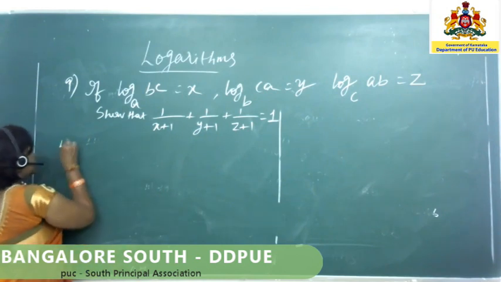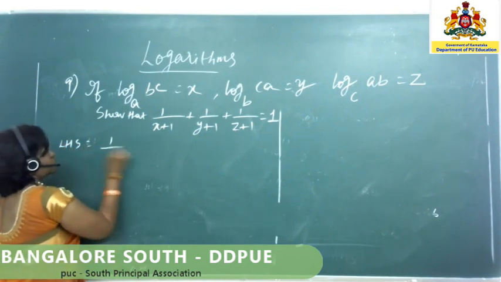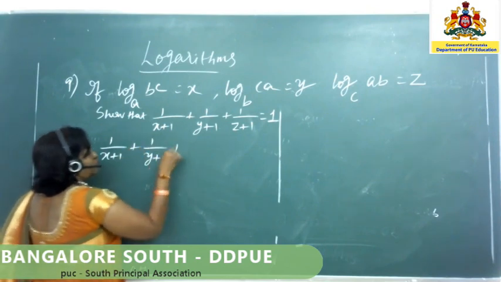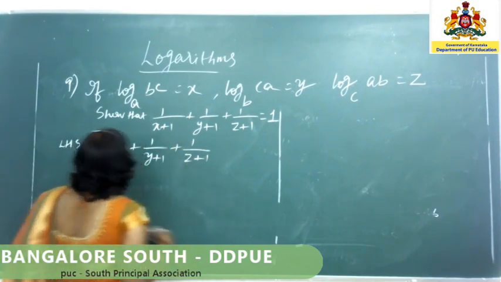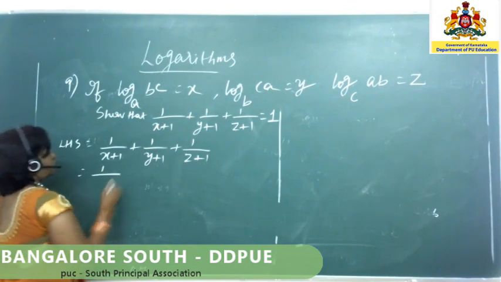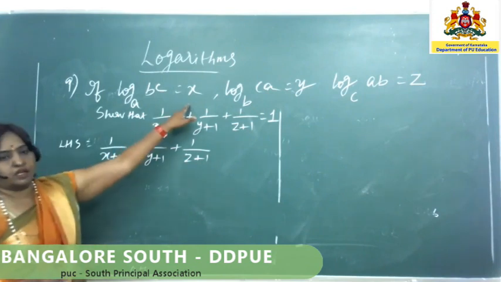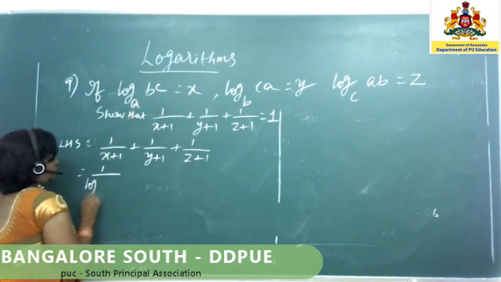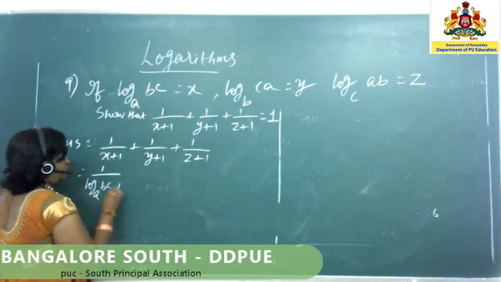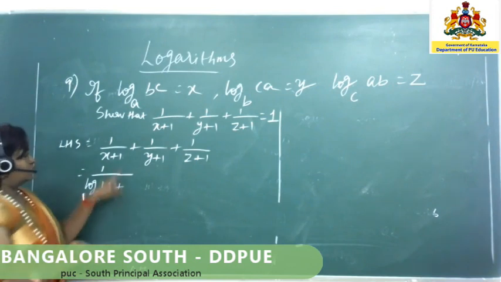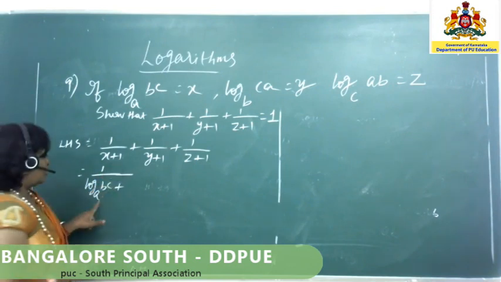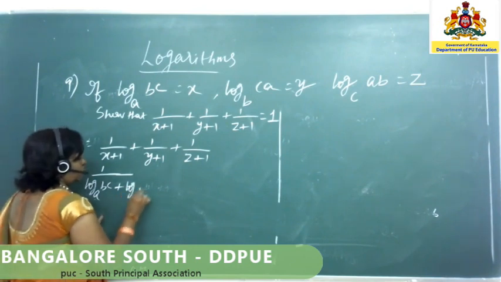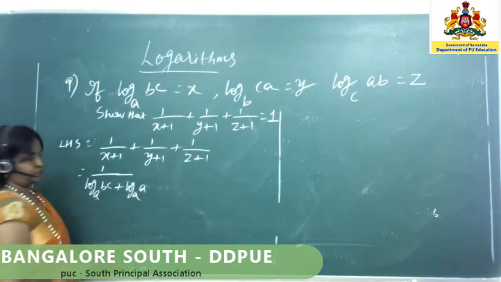So consider LHS. LHS is equal to 1 by (x plus 1) plus 1 by (y plus 1) plus 1 by (z plus 1). So this is equal to 1 by, in the place of x, I'll be substituting log BC to base A. Log BC to base A plus, in the place of 1, since the base is A here, I'll write this as log A to base A.